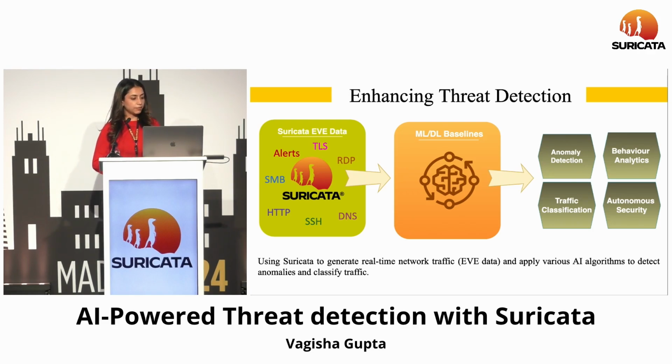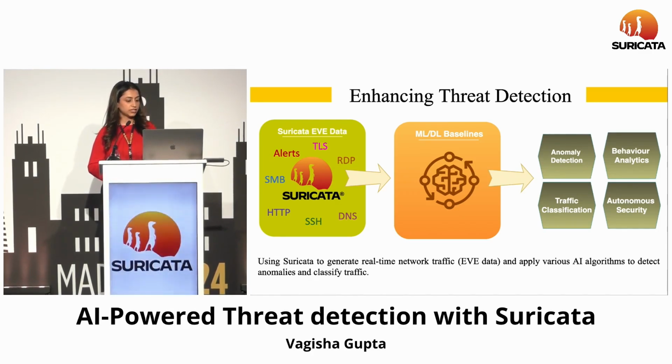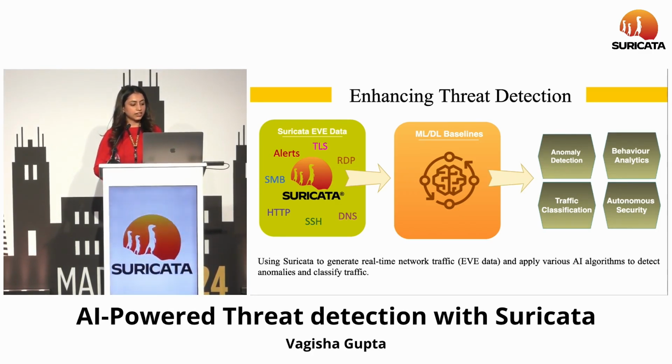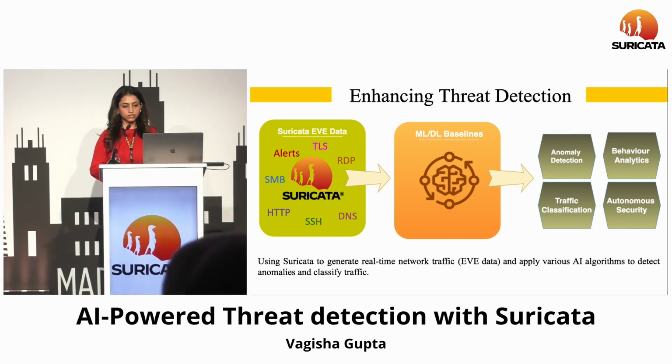We can run machine learning and deep learning models on top of this raw traffic that is generated by Suricata to detect and classify network traffic. The machine learning models can learn behaviors and patterns across the networks. They can classify the traffic to apply policies to it, and overall it can automate the security posture of this network.